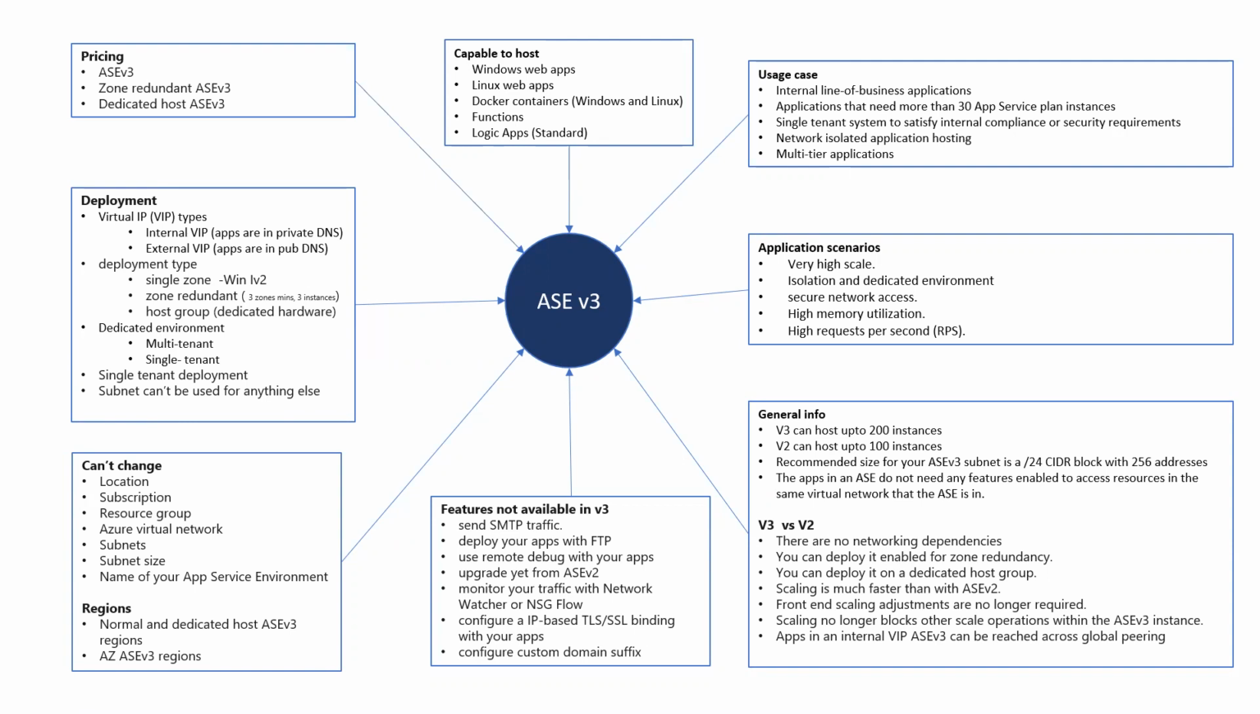Now, there are three categories of pricing in the App Service Environment. The App Service Environment v3 is a standard price. I will discuss these three categories in more detail in the next slide. The second one is the zone redundant App Service Environment, where you get multiple zones, minimum 3 zones in the same Azure region, with different pricing. And the dedicated host, where you have dedicated hardware assigned to your App Service Environment. That will be a different pricing tier.